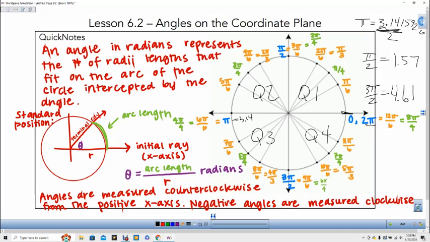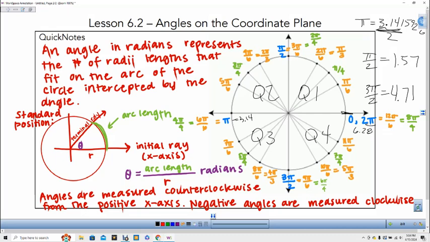Nope, I counted wrong. So 4.71, and these are numbers you should kind of stick in your head because you're not always going to have that pi in there. But just remember, if you need to find that, you know what pi is, so you can find out 3 times 3.14159, or 3.14, divided by 2, gives you 4.71. Then back over here to 2 pi, gives you 6.28.